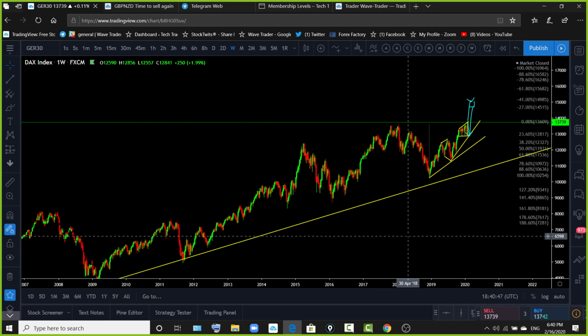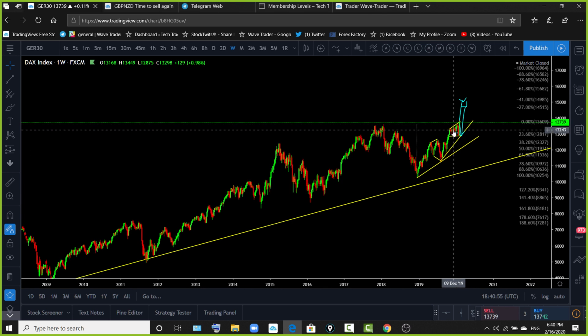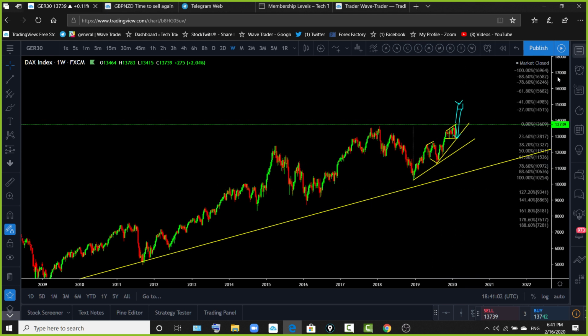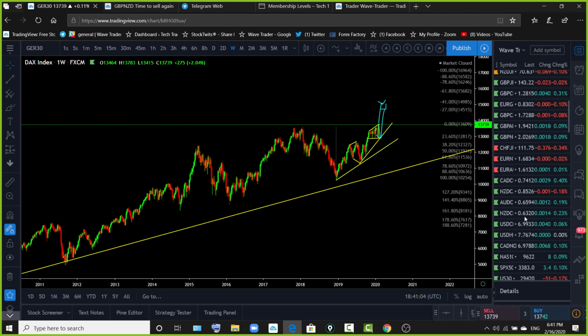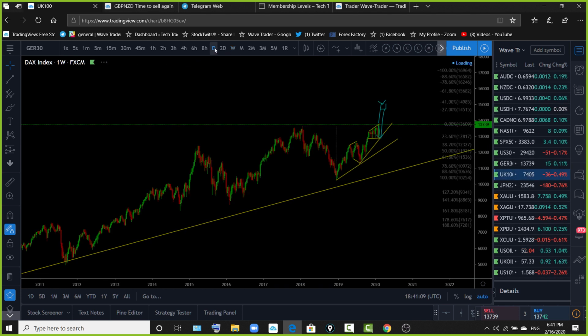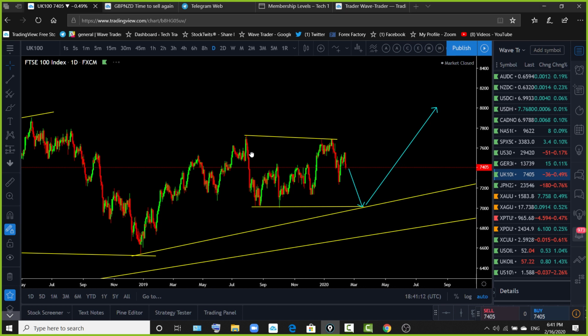DAX struggle. Yes. Highly likely price is gonna struggle there around 14,000 and gonna drop. So that's the DAX. UK 100 index to go more lower, back at the bottom, and then rise from there. This ABC move to form, this ABC move to complete. Test that bottom and buy.